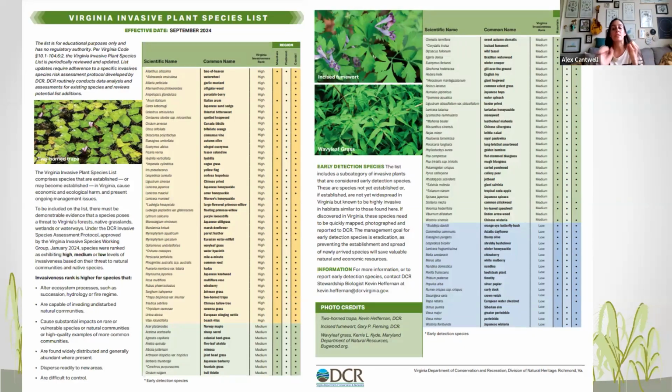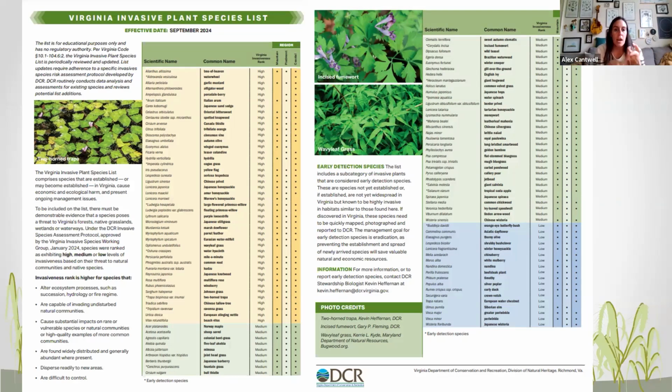Because of this monitoring of early detection species, we have an updated invasive plant species list. So this is their DCR, the Department of Conservation and Recreation at the state. This is an invasive plant species list that is freely available. You can have a PDF of it. I know it's kind of hard to read on the screen, but I just wanted you guys to get an idea of what this looks like.